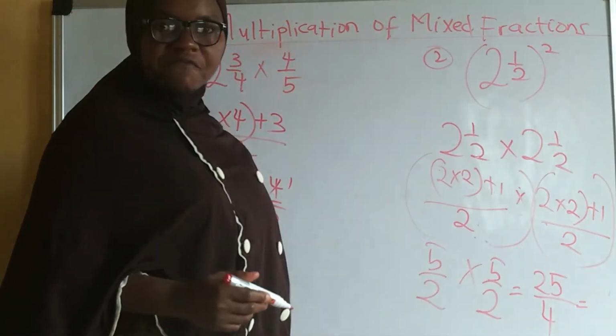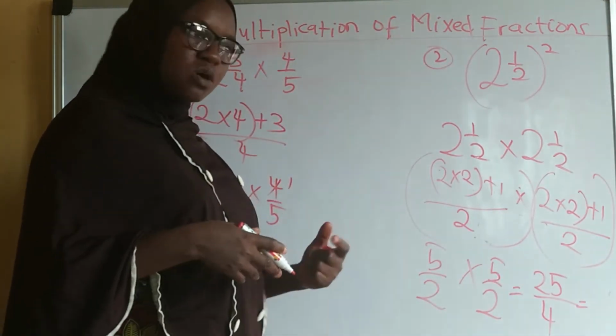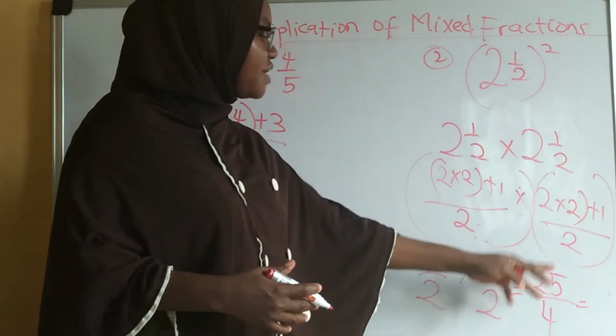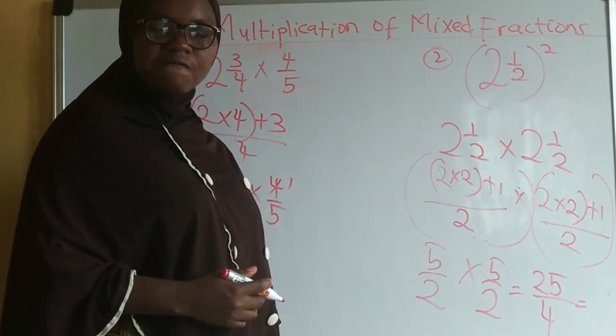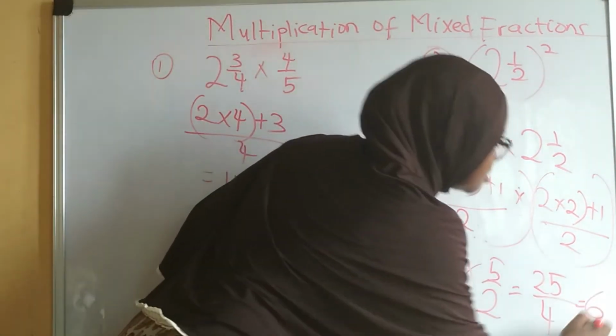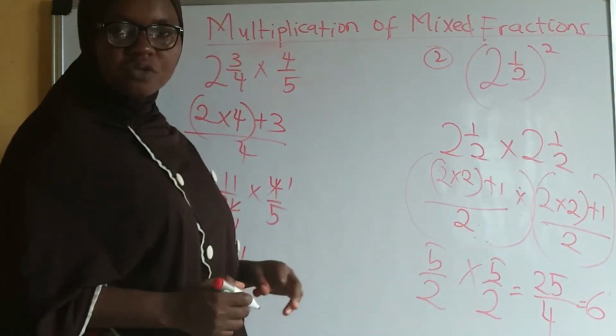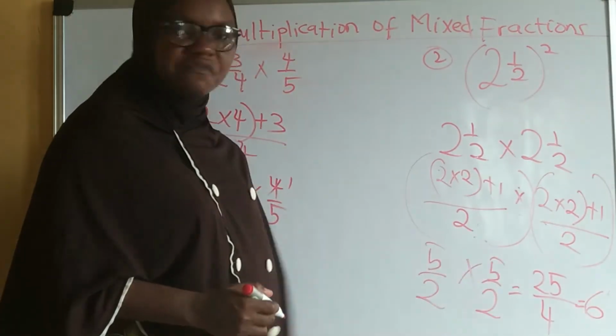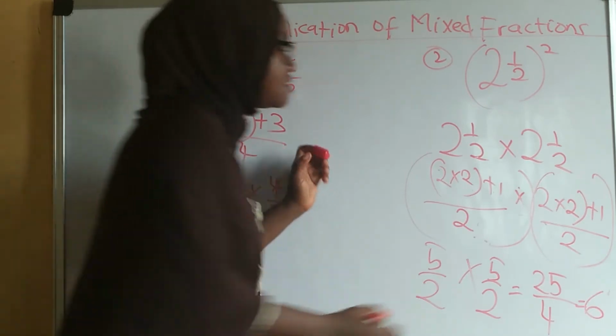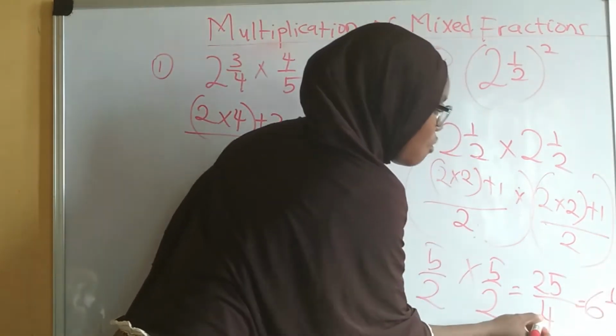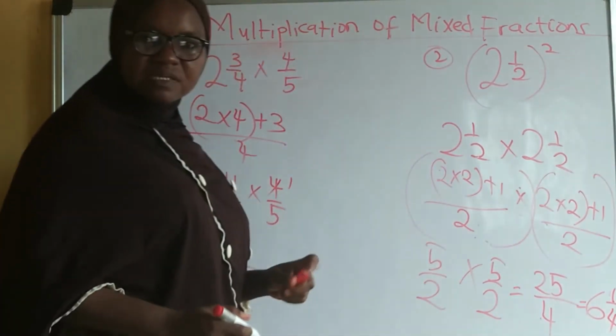Now this is an improper fraction. We need to change it back to what? Mixed fraction. How many 4 can I get in 25? It is 6, because 4 times 6 is what? 24. So what do I have left? When I take away 24 from this 25, what do I have left? I have 1 left. So that one will come here, 1 over what? 4. Does that make sense?